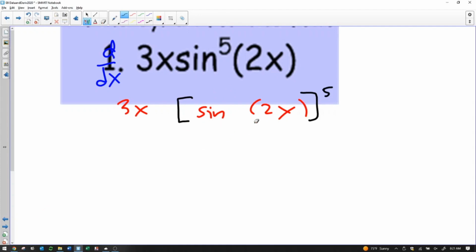So remember, derivatives work in layers. The chain rule works in layers, and the outside layer of this problem is going to be a 5, or exponent 5. It'll be a product rule.